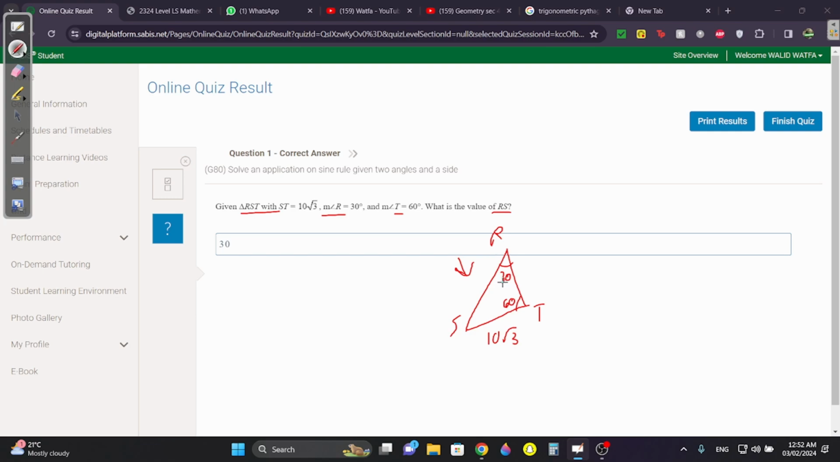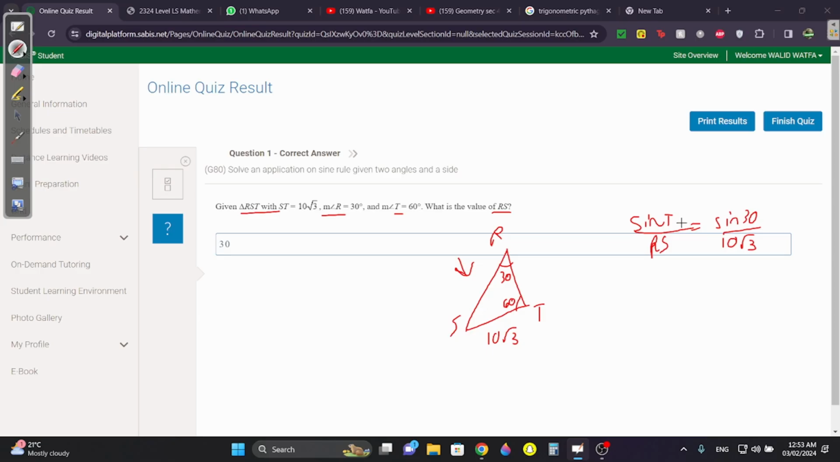Obviously, we're going to use the sine rule. You have opposite angles and sides, so we're going to use the sine rule. Always start with what they're asking for. They're asking for RS. The angle opposite to RS is T. So sine T over RS equals, what do we have given? Sine 30. The other angle left is sine 30 over the side opposite to 30, which is 10 radical 3.